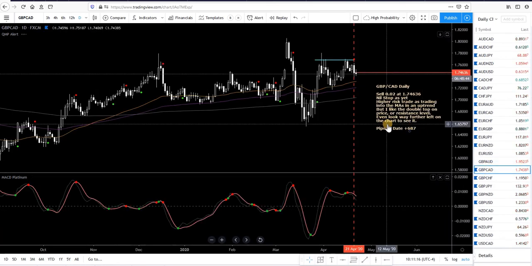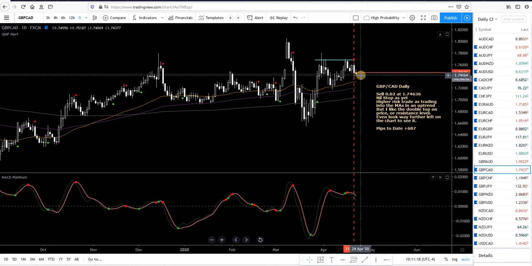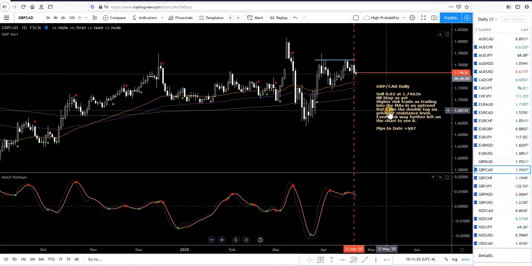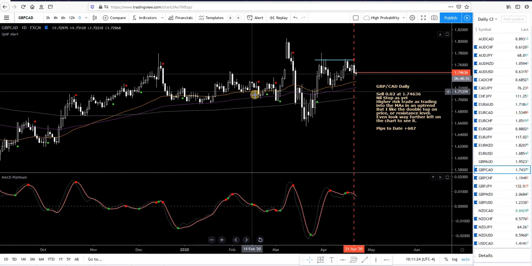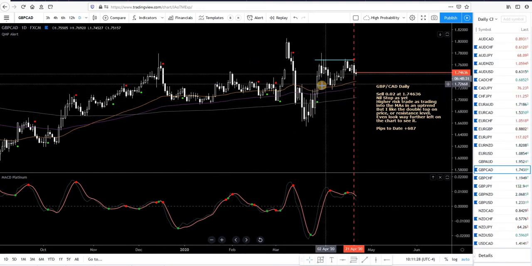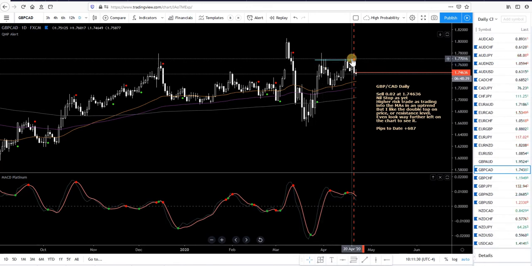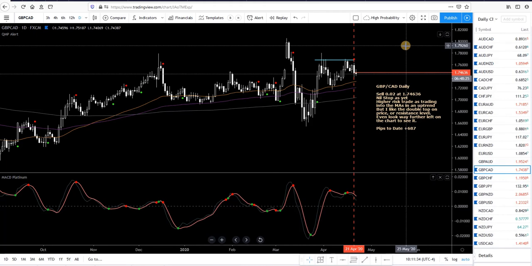Pound CAD in a sell today. High risk trade. You can read my notes here. The trend is up, but it's ugly. It's flat-ish, but it's still technically up. We've got this nice little resistance level up here, double top. I like to call them double tops. I like double tops.